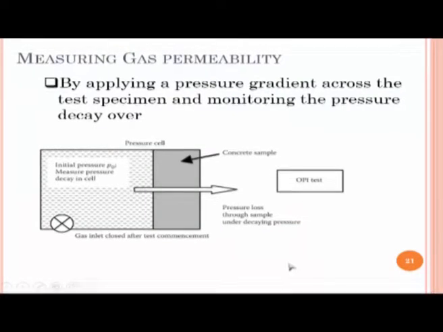There is another test method, this is the South African test method, in which you are having a pressure cell which is filled up by a gas. You have your concrete sample. What is going to happen is with time that gas is going to flow out of the concrete and the pressure in the cell is going to get reduced. So by measuring the decay in pressure in the cell, you can relate it to the gas permeability of the concrete, and that is what is done in this test, which we otherwise call the OPI test, Oxygen Permeability Index test. I will show you once again how this is done.